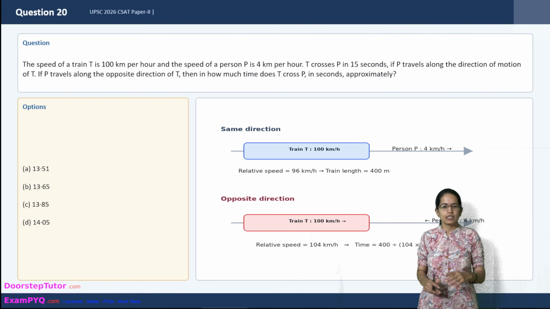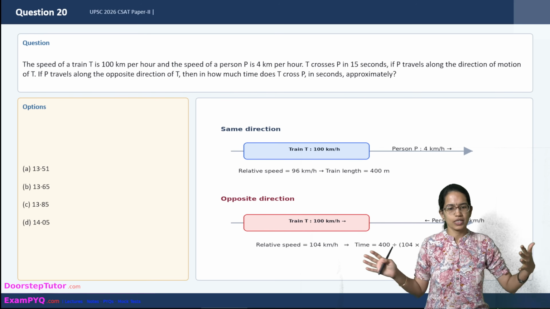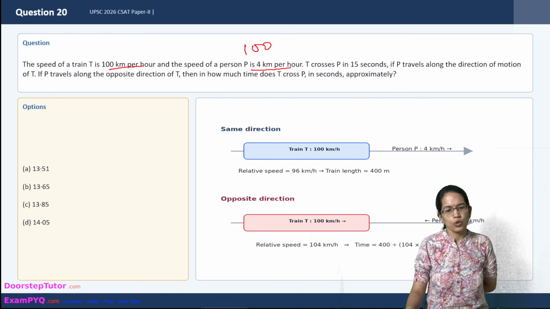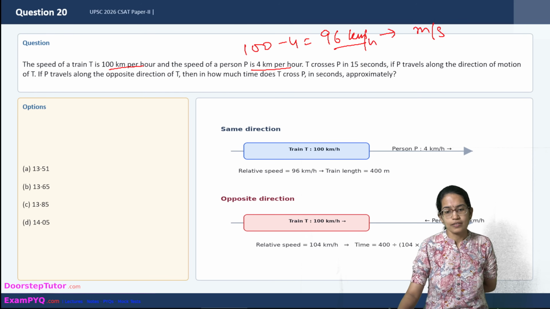The next question is the relative speed of the train. So when they are moving in the same direction, we subtract. So speed of train is 100 kilometers per hour, person 4 kilometers per hour. So 100 minus 4, 96 kilometers per hour. I change it into meter per second, and then this is the speed. So distance by time is equal to speed, and I need to calculate the distance in this case.